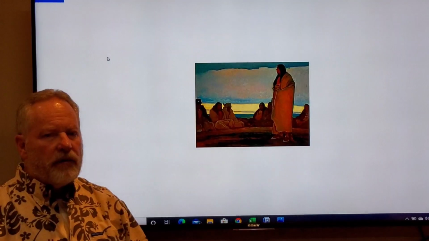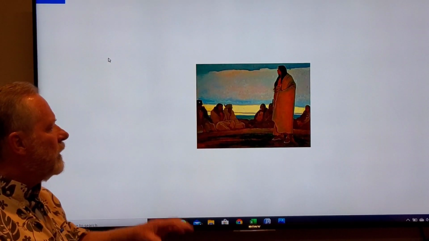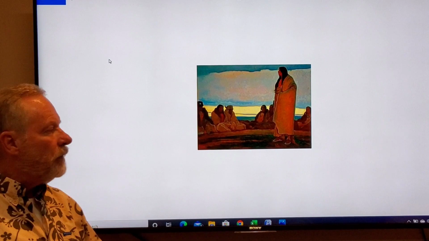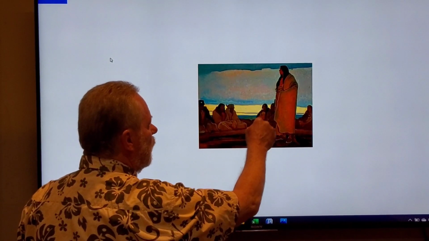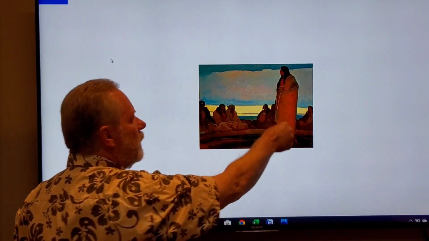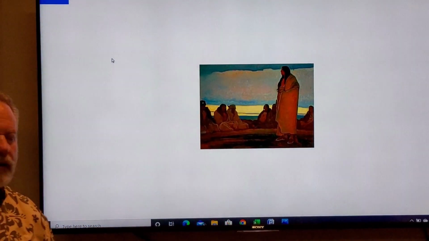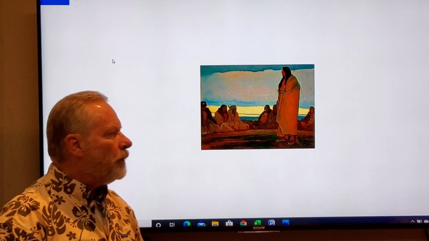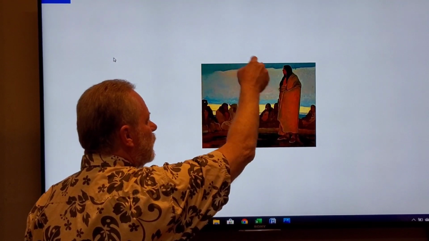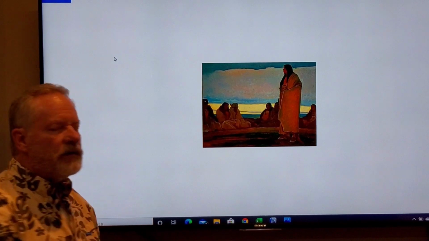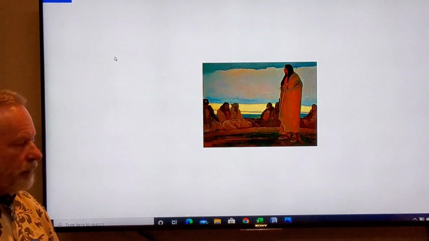This is another Maynard Dixon. When you look at this, the positive space are the individuals, and there's a rhythm to it. And then you have this one person in the foreground, so also with your positive space. The negative space wraps around and fills in this area here. So that's your negative space.